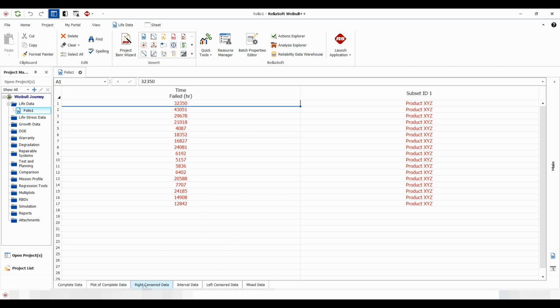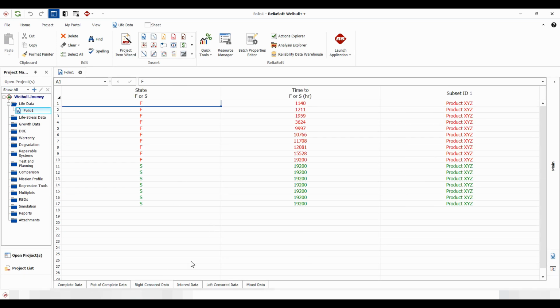The next table is called right censored data, and it is a combination of failed units that we label with an F and surviving units, or censored data, that we indicated in green with an S. What we are indicating for those units is that at 19,200 hours they were perfectly operating, but we don't know exactly when they're going to fail. That's why they're labeled right censored data, because the uncertainty of their time to failure is on the right-hand side of this 19,200. And this is a perfectly common type of data encountered in reliability engineering.